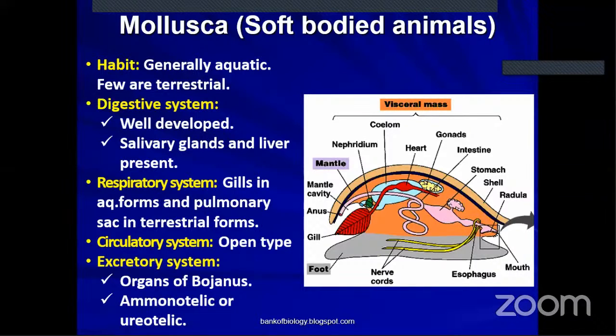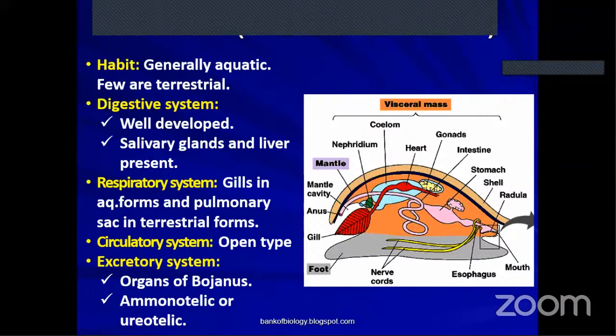So example, land snails. Apart from that, all are aquatic organisms. Then the digestive system, it is well developed. Salivary glands and the liver are present. Remember, the salivary glands and liver are present.